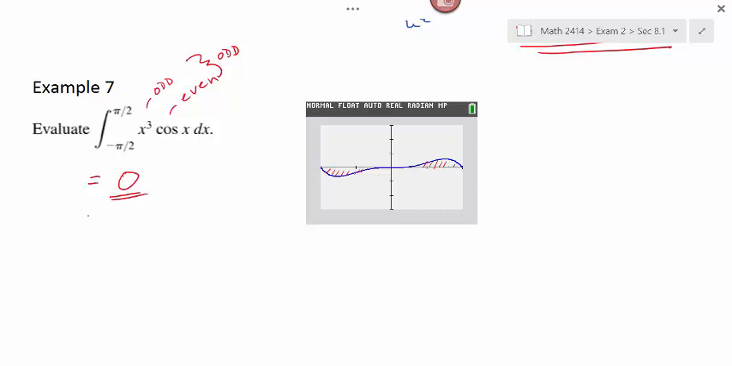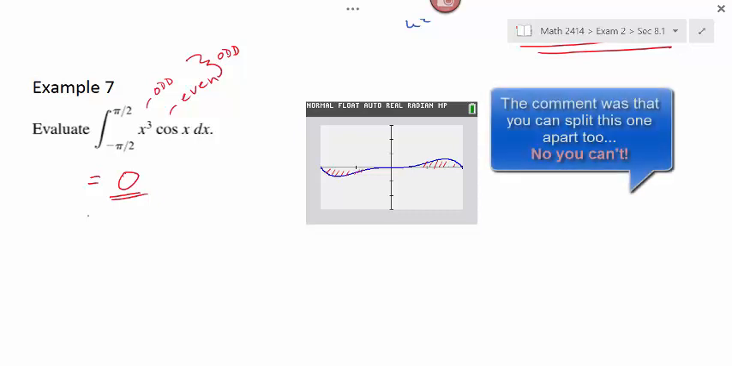And most of these problems, once you recognize what technique to use, none of them were really very bad, were they? Once you recognize the technique, oftentimes I could split them apart and work them separately. How do you split this one apart?